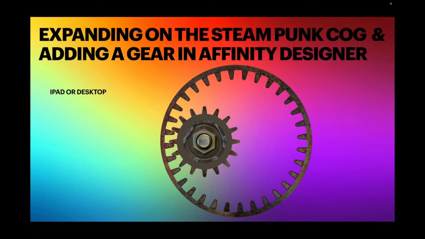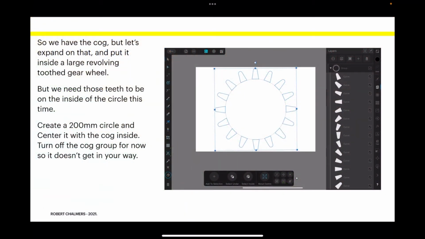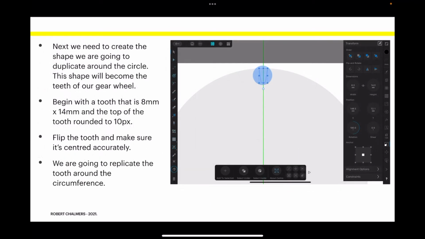So let's continue on. We have the cog, but let's expand on that and put it inside a large revolving tooth gear wheel. But we need those teeth to be on the inside of the circle this time. So create a 200mm circle and centre it with the cog inside. Turn off the cog group for now so it doesn't get in your way. I'm assuming you've already done the cog project, but if you haven't, there's your opportunity.